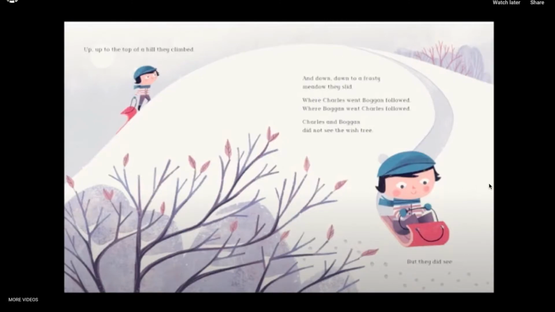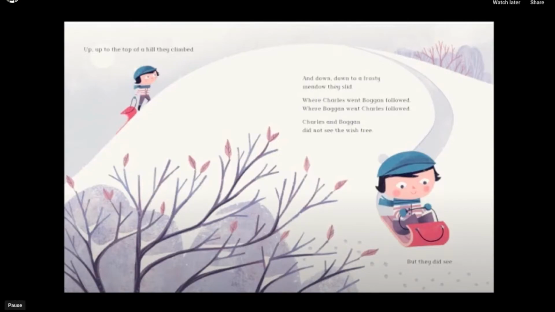Okay, so you could make a text to self connection with this, because you might be able to remember a time when you slid down a snowy hill on your sled. And I know it doesn't snow a whole lot around here, but there might have been times when it did that you were able to go out and play in it and go on your sled. So that might be a connection that you can make.